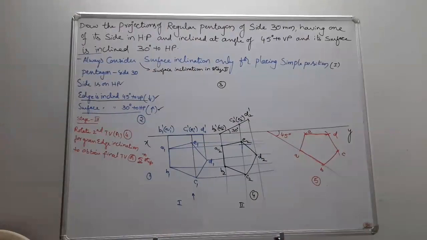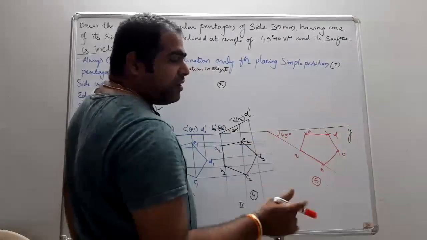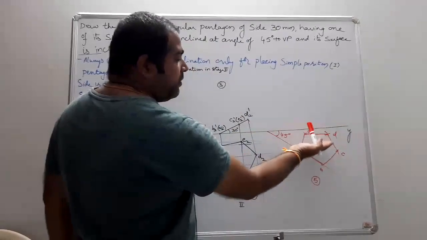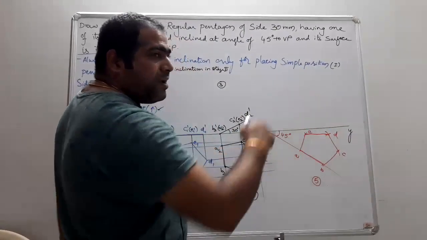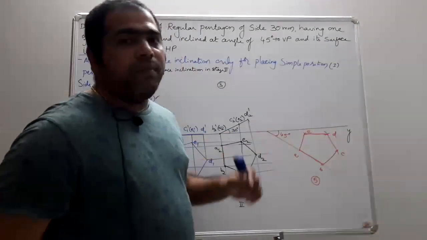While you are supposed to construct the fifth step, you just have to consider your AB at a particular distance such that your D point cannot cross your XY. Your top view cannot cross XY. Why? Because below XY it is top view, above XY it is front view. Your construction cannot cross the XY and go above XY. It should not happen. It should be below XY.